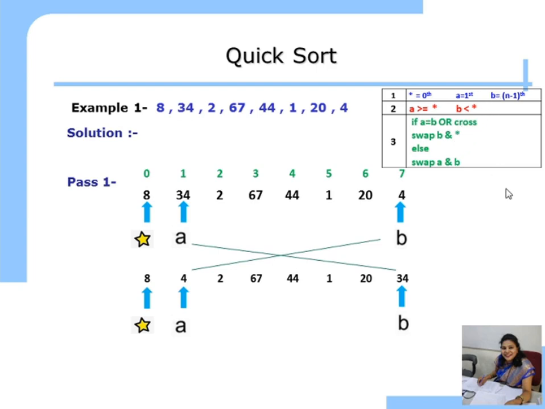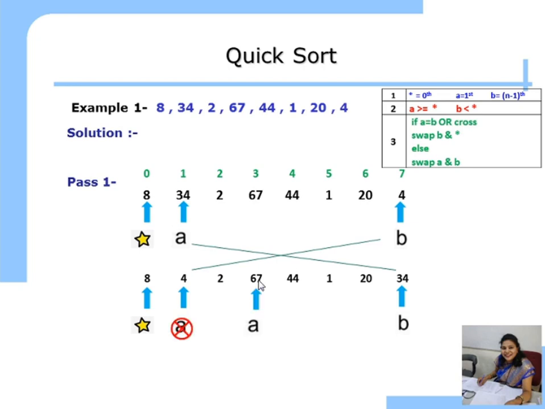A should be greater than the pivot. What is present at A? 4. Is 4 greater than 8? No. A will shift to the right side, as I told you. So now A is 2. We have to find A such that it is greater than the pivot. 4 is not greater than 8. 2 is not greater than 8. 67 is greater than 8. So A will come at the 67 location.